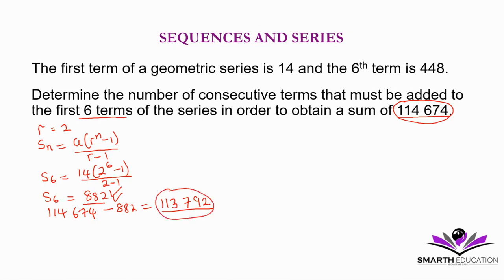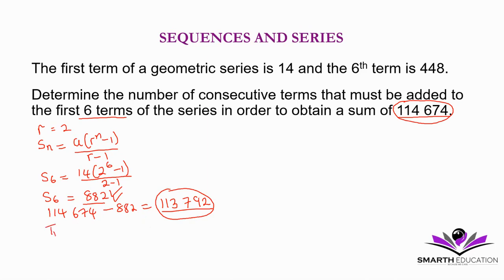So it means the terms that must be added to the first 6 terms must give us this sum. So how many terms must be added? Okay, so now we need to consider that we have done the first 6 terms. So T7, term number 7, becomes our first term for these terms that must be added. So let's find T7.